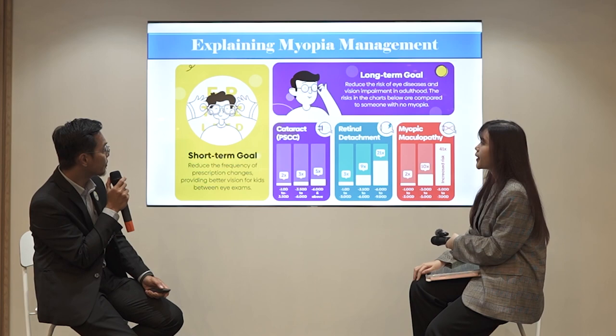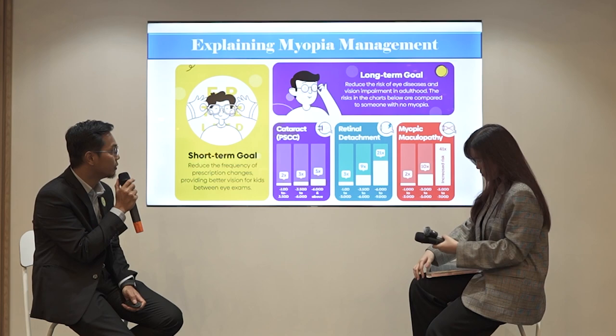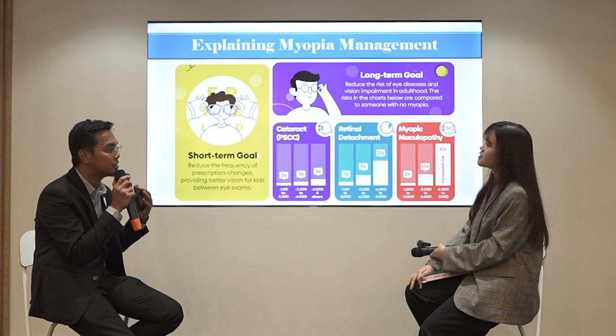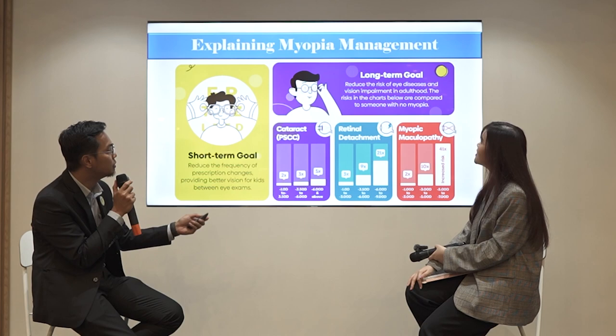And the next one is the long-term goal. We want to preserve the eye health. If you remember, the first reason why your eyes become myopic is because your eyeball is longer, right? What happens when your eye is longer? It stretches the wall of your eyeball. So when it stretches, it causes all these complications to the eye.